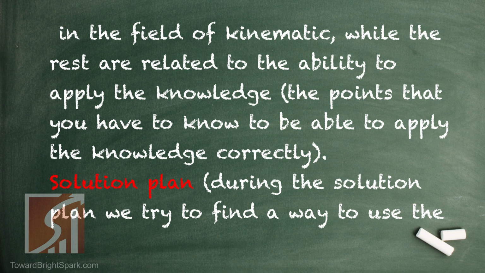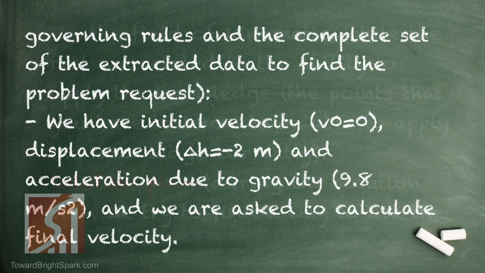Okay, the final step is the solution plan. During the solution plan, we try to find a way to use the governing rules and the complete set of extracted data to find what the problem requests. We have the initial velocity, v0 equals 0. We have the displacement, delta H equals minus 2 meters. And we have the acceleration due to gravity, which is equal to 9.8 meters per square second.